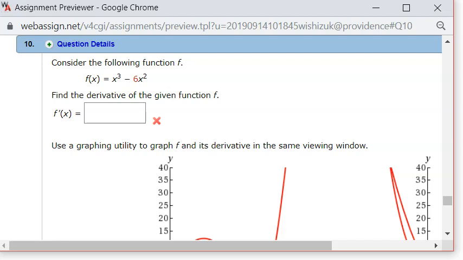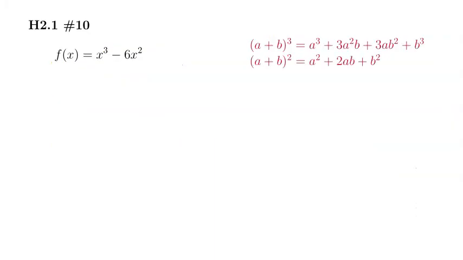All right, let's look at homework 2.1, problem number 10. We have this cubic function, f of x is equal to x cubed minus 6x squared. We want to find the derivative using the definition. So let's do that. Remember, the definition of the derivative is the limit of the difference quotient. So we're going to get something like that. That's the definition.